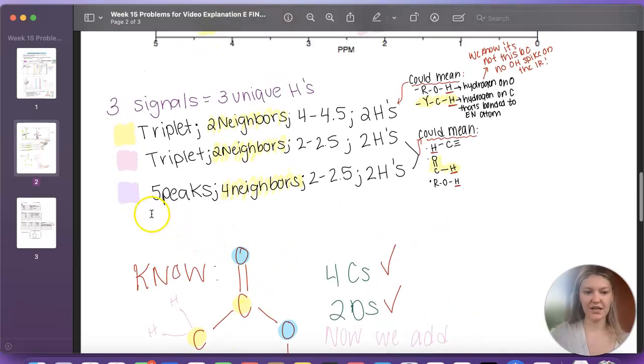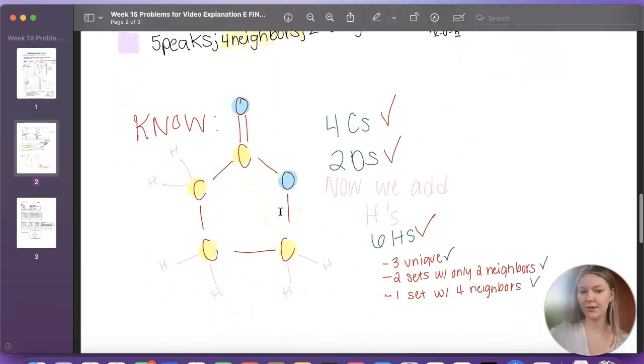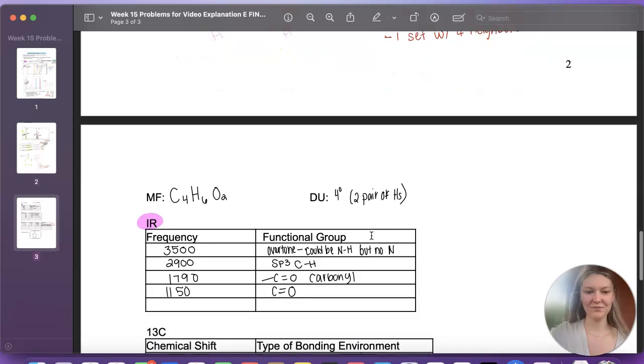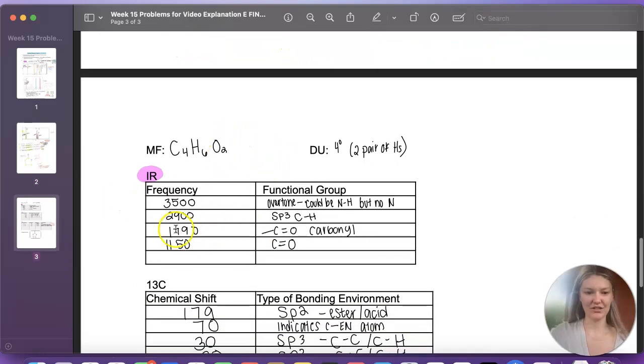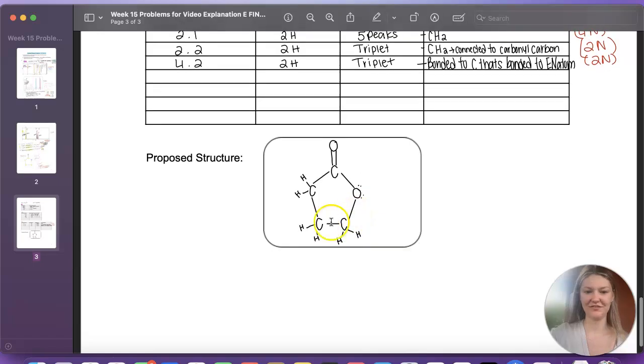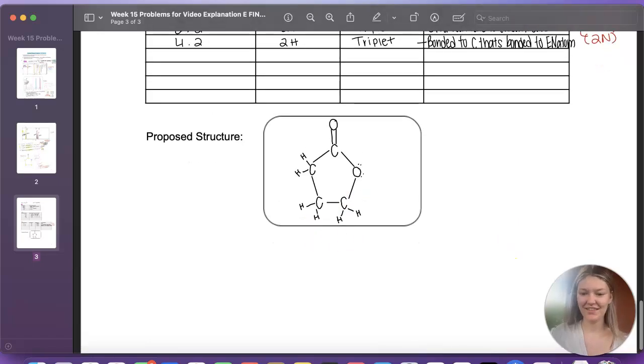Then lastly, I was able to pretty easily figure this part out. Four neighbors has to go in the middle. So this set of hydrogens has one, two, and then three, four neighbors. And that's how I was able to come up with my molecule. Here are my charts all filled out for a final molecule of this. And that sums it all up.